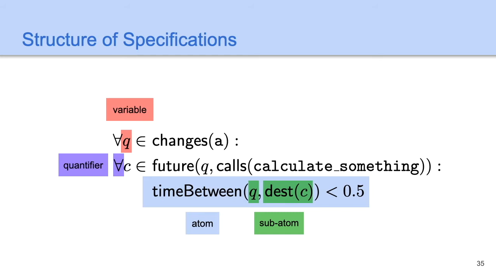The next new term is the subatom, which comes into play when we consider atoms that take measurements at two different points in runtime. For example, in this case we have Q and dest of C. So Q forms one subatom, and dest of C forms another. Notice that we only refer to Q as a subatom and not C, and this is because the intuition behind subatoms captures the final concrete state or transition that's given to an operator.